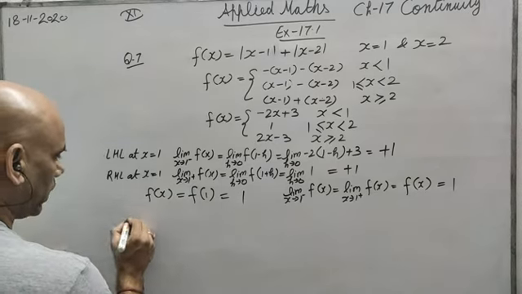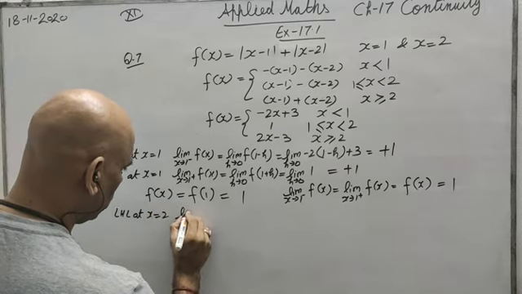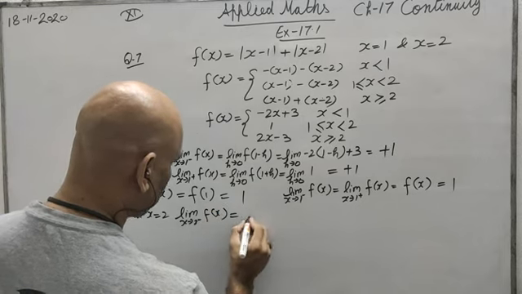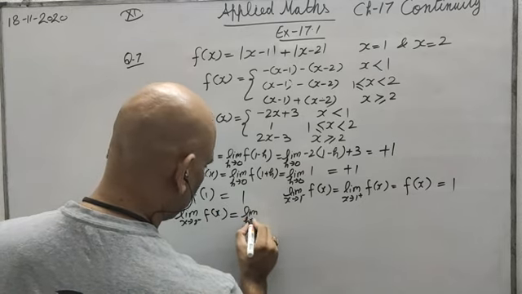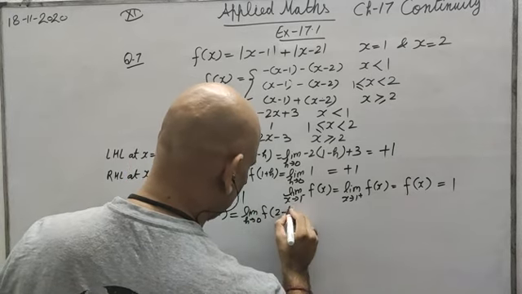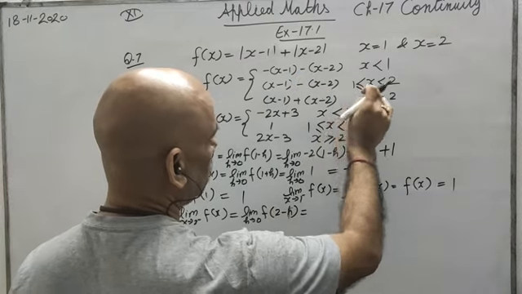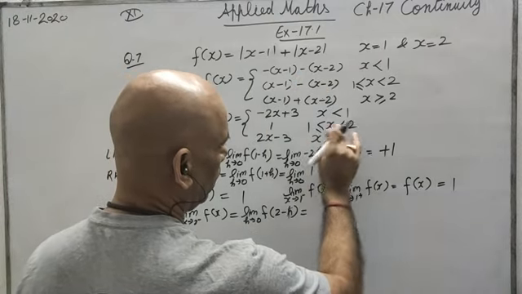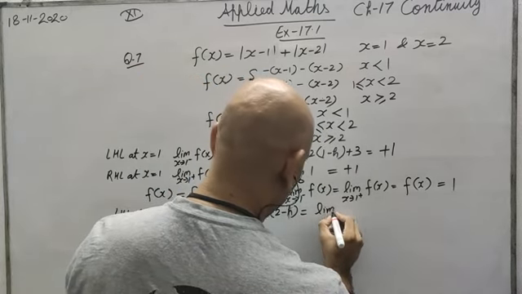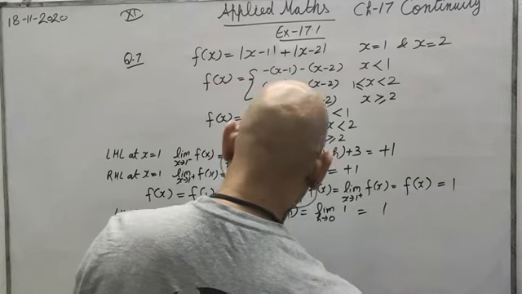Similarly, we will check it for x equals 2. LHL at x equals 2. So limit x tends to 2 minus f(x), limit h tends to 0 of f(2 minus h), where we will have to keep 2 minus h. It is less than 2, so it is here in between, where the value for x less than 2 is 1. So limit h tends to 0 of 1, that is positive 1.